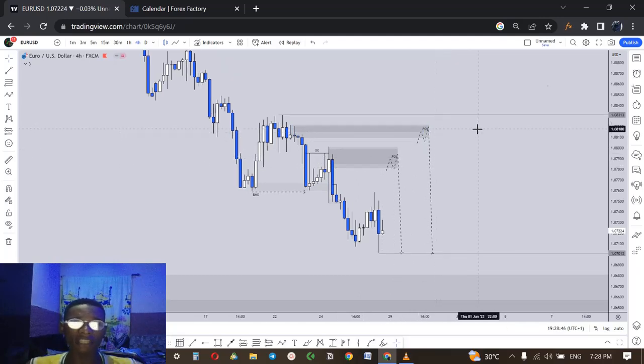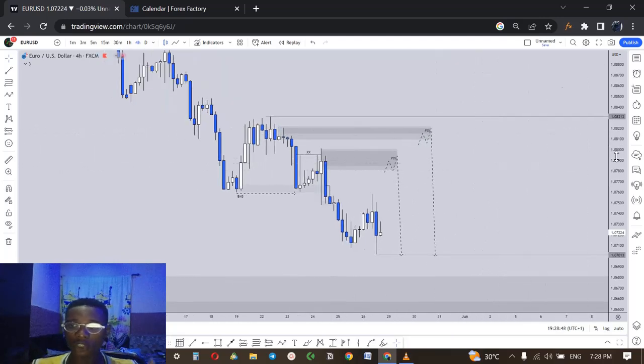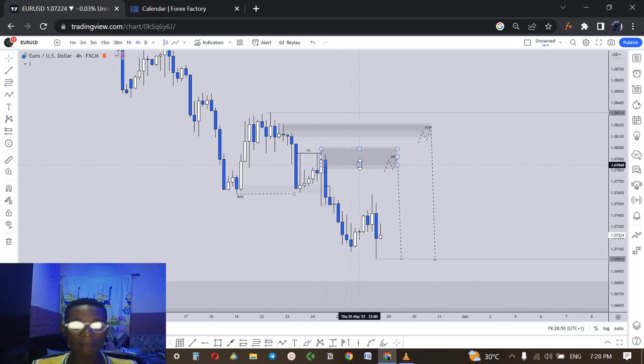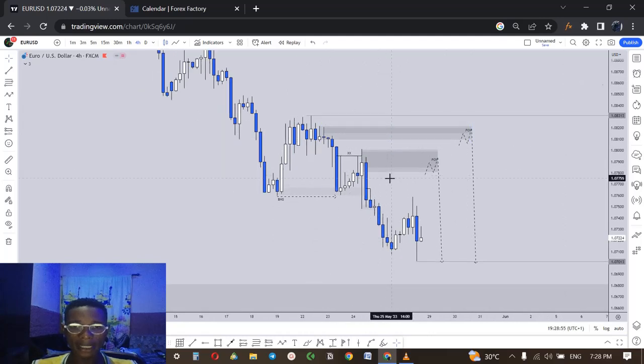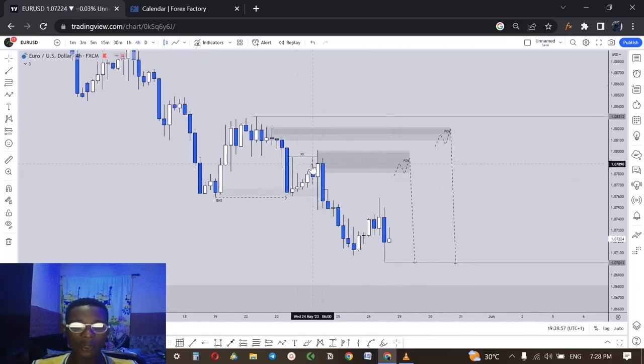So let me briefly give you a reason why I'm looking at those supply zones for mitigation. Apart from this first supply zone right here, we can see that we have a grab of liquidity to the upside before the down move, right? And let's take a look at how price actually engulfed this last bullish candle before the down move, right?